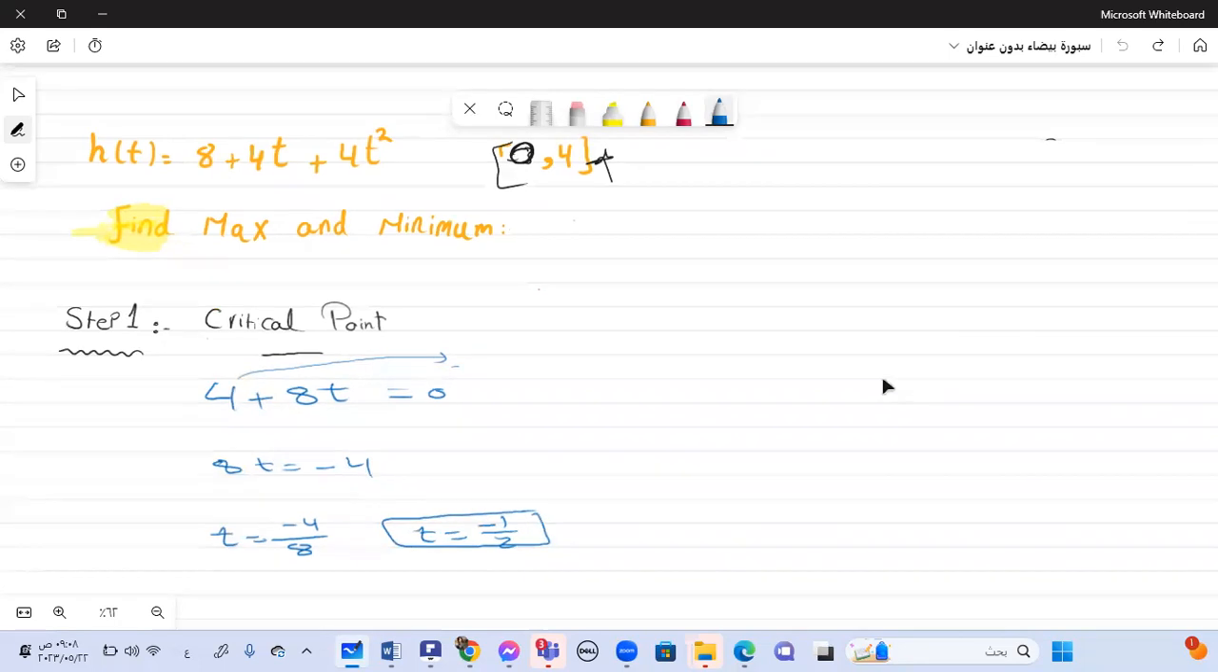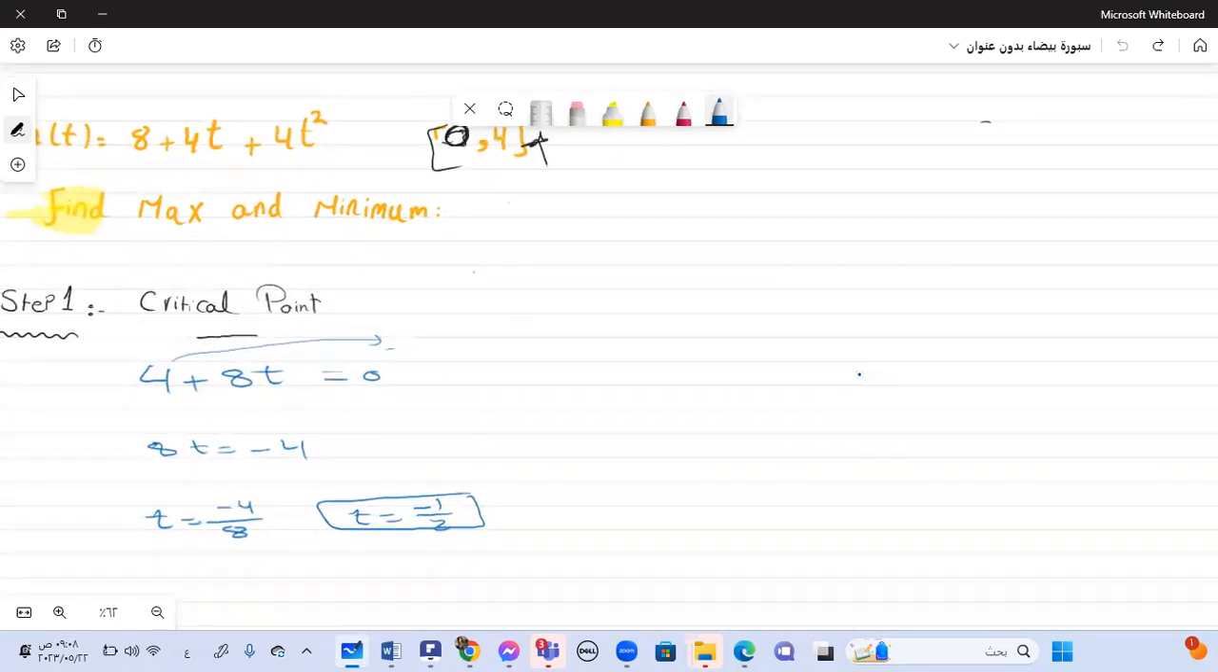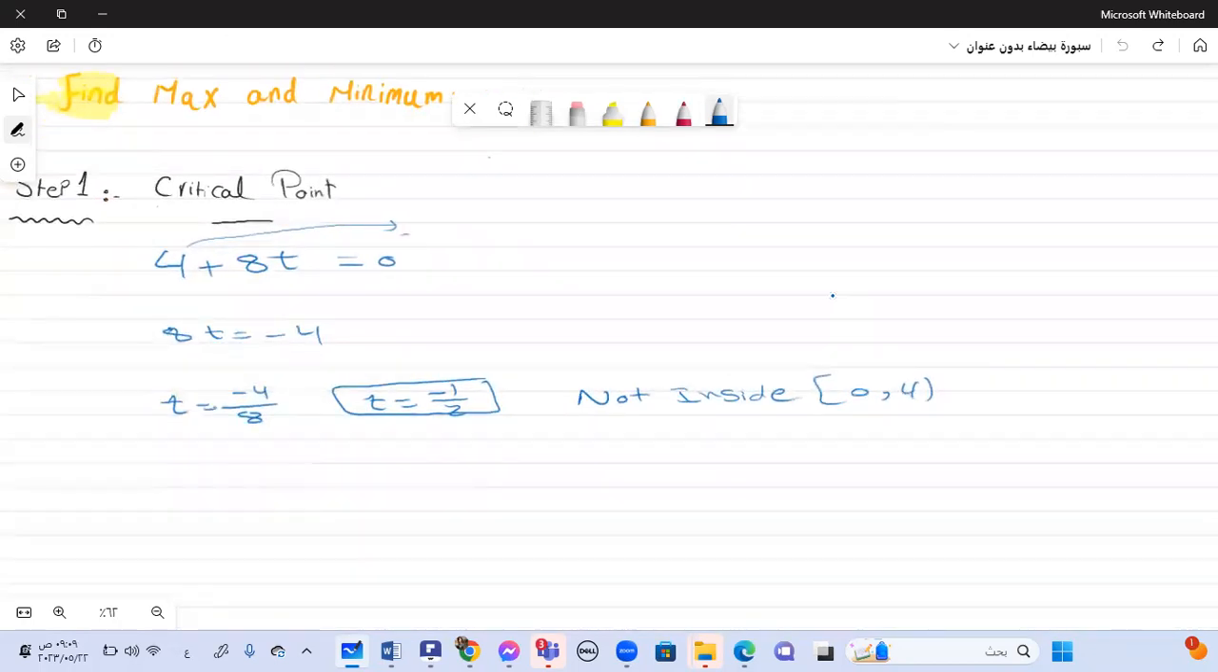Before you leave the critical point, you must check whether this critical point is inside this interval, yes or no. Is negative half inside the interval 0 and 4? No. Not inside the interval 0 to 4. That means I can't substitute by negative half. Okay? Now I will continue. So this is step number 1.